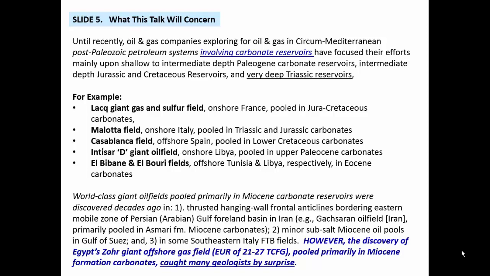So you get kind of a broad area of production, but what's really changed everything is Zohr field. Zohr field will ultimately produce 21, 22 or more, maybe 27 TCF of gas. It's pooled primarily in Miocene formation carbonates. This caught many geologists by surprise, although when you look at the regional geology, it's not as surprising as you'd think. It's a different kind of field and a different kind of plate tectonic situation.